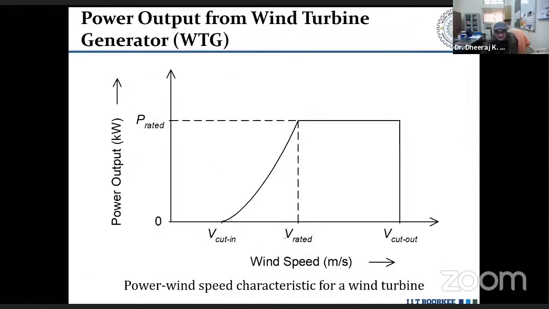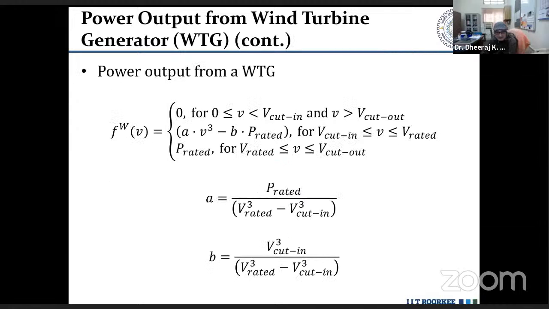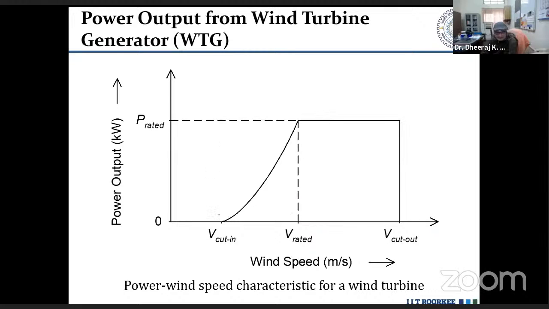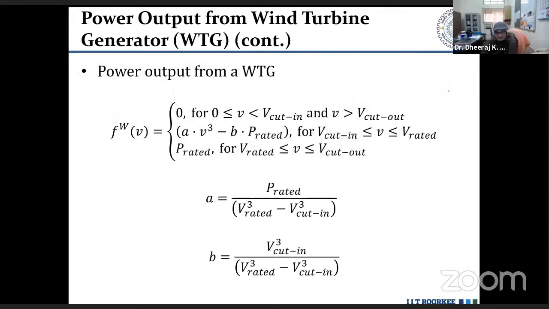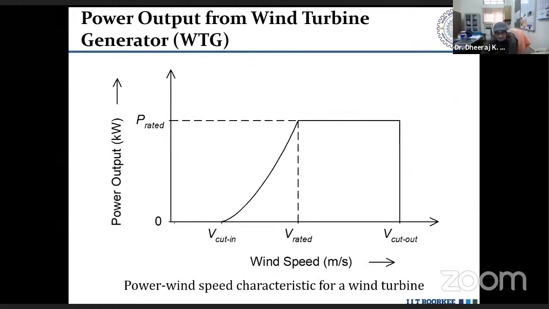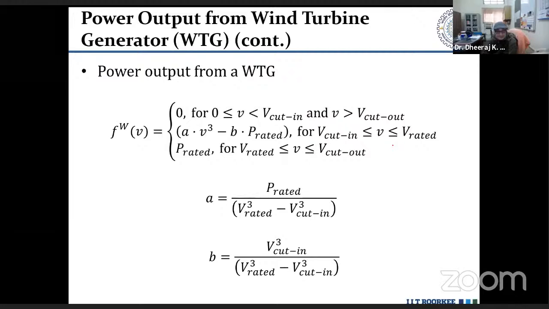And this is the power wind speed characteristic of a wind turbine. This curve can be mathematically modeled by this equation. So in this region and in this region there is no output. In this region it is non-linear, and when wind speed is between rated and cutout, it is constant, equal to rated power.